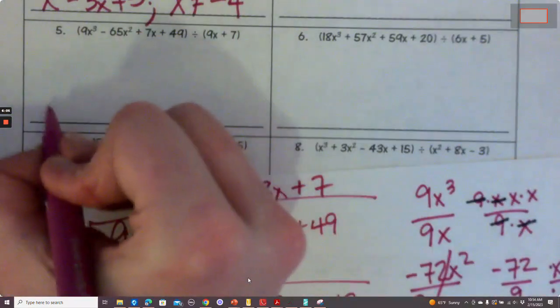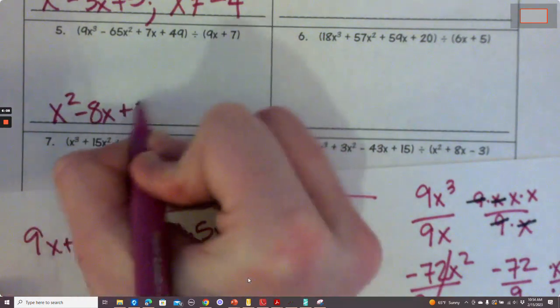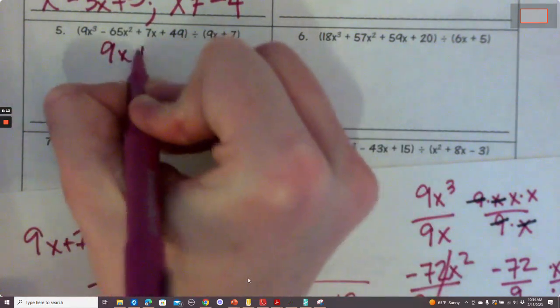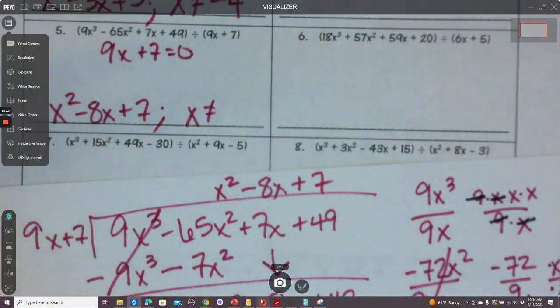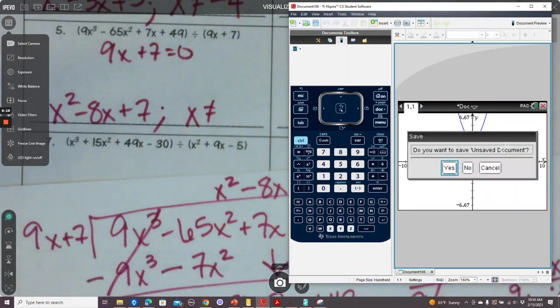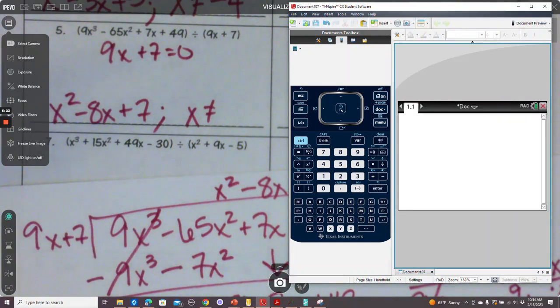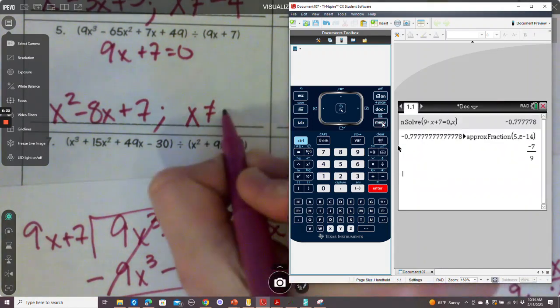All right. X squared minus 8x plus 7. X cannot equal. So 9x plus 7 equals 0. So you can do it in the calculator. Let me show you two things here. All right. So menu 3-1 will do it. 9x plus 7 equals 0, comma x. And then again, menu 2-2. I want it as a fraction.